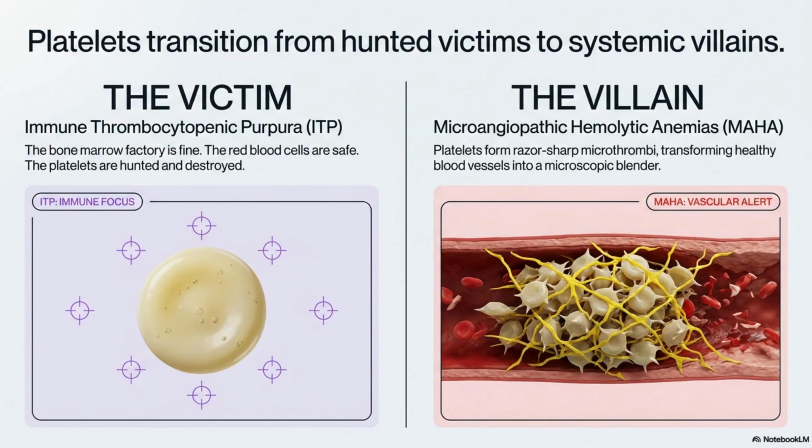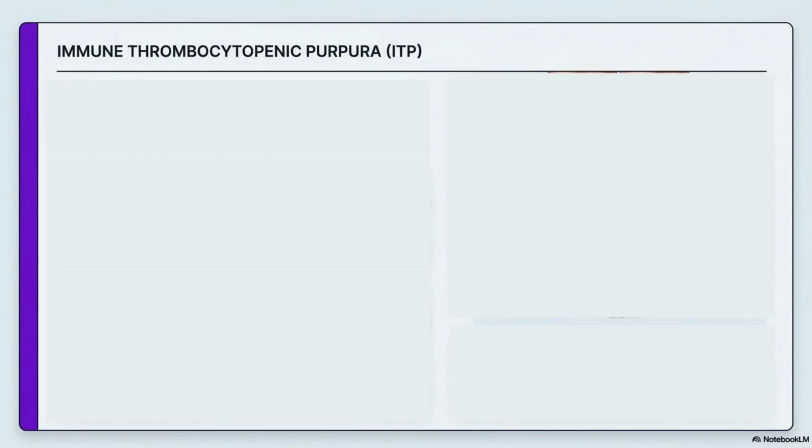On the other side, we have the villain, which is microangiopathic hemolytic anemias or MAHA. This is a vascular alert where platelets form razor-sharp microthrombi, transforming healthy blood vessels into a microscopic blender. Let's start by looking at our victim, ITP.